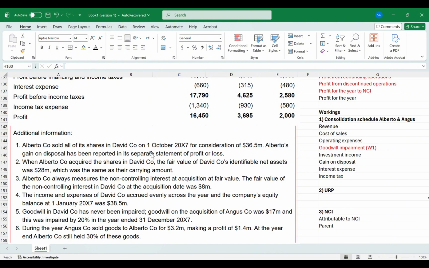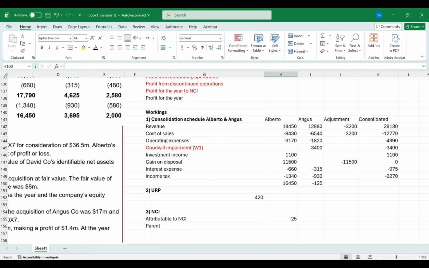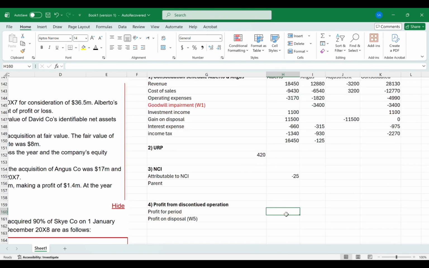You have to look at the dates. They have sold all the shares on 1st October. So that means from Jan to September, for 9 months they have been a subsidiary. So you have to take 9 months of this 2 million, that is 2,000. So this is the profit for the period from discontinued, that is from debit. And then profit on disposal, you have to add from your working number 5.